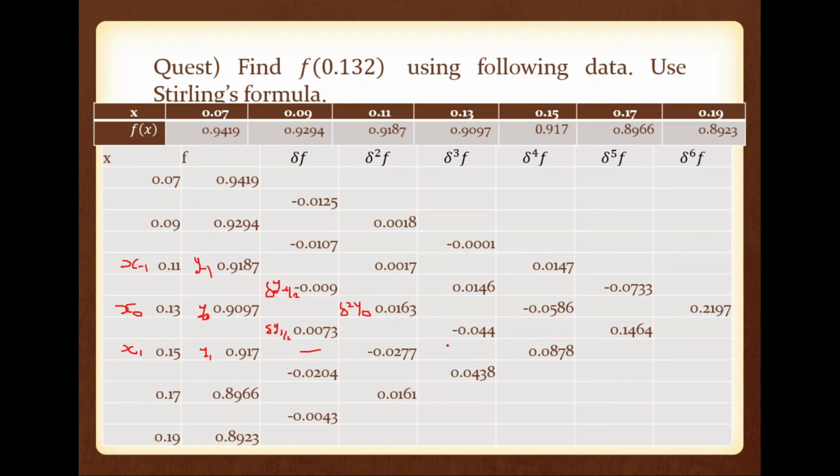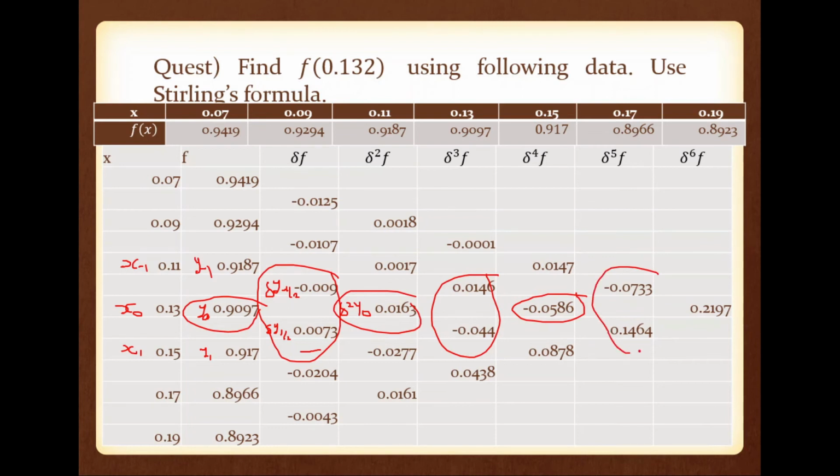So like that it will go. Now this is theta cube y 1 by 2, this is theta cube y minus 1 by 2, this is theta raised to 4 y 0, like that it will. Okay. Now what are we going to use? We are going to use this data, then the average of these two data, then this data, the average of these two data, then this data, the average of these two data, then this data, because we are using Stirling's formula.